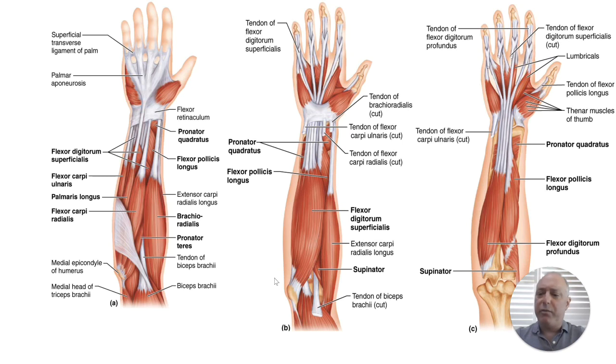Okay, looking at the forearm, we can start with the biceps brachii, the brachioradialis, very large body. Underneath that, pronator teres, flexor carpi radialis, palmaris longus, flexor carpi ulnaris, flexor digitorum superficialis, flexor pollicis longus, and pronator quadratus. These are all muscles of the forearm.